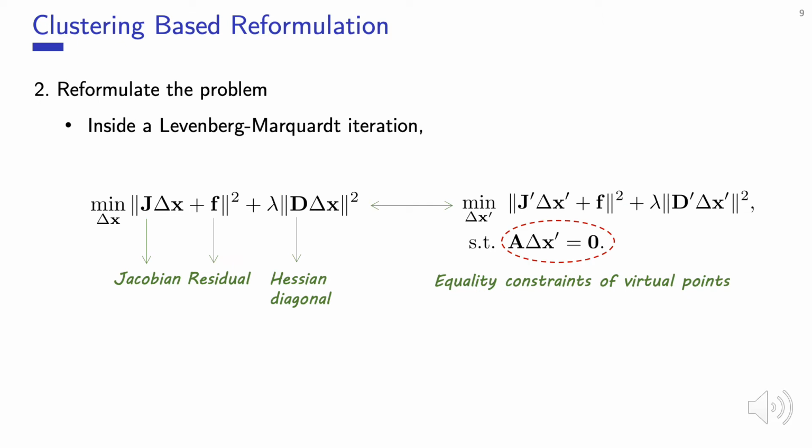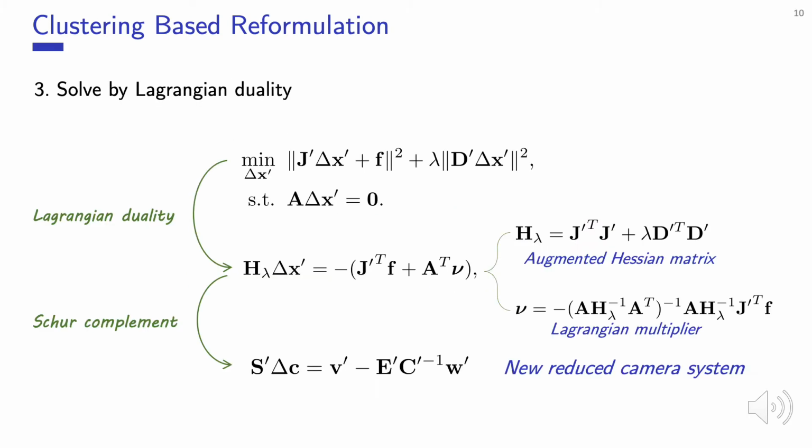Then the objective is reformulated as a new one about the virtual points, with additional equality constraints. The constrained new problem can be solved by Lagrangian duality, which introduces the Lagrangian multiplier and leads to a new reduced camera system.